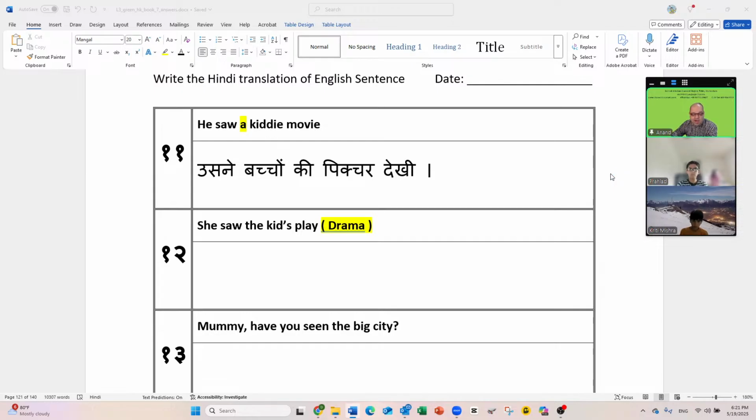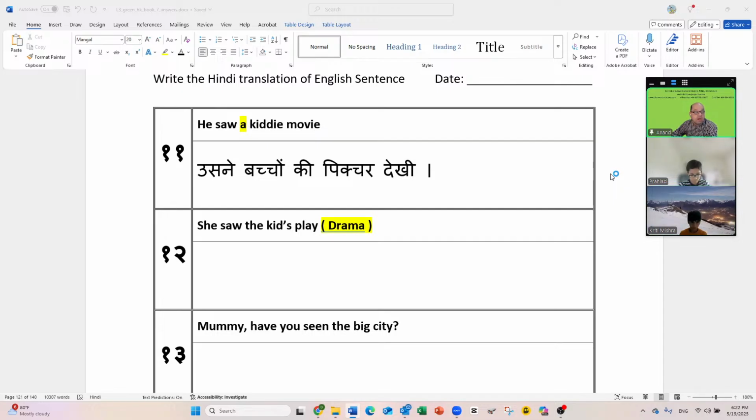Okay, Arav, can you give me the next sentence? She saw a kids play. वो बच्चों का, बच्चे के drama. Oh, what's the word for drama? नाटक. नाटक देखी है. Okay, वो बच्चों की नाटक देखी है.